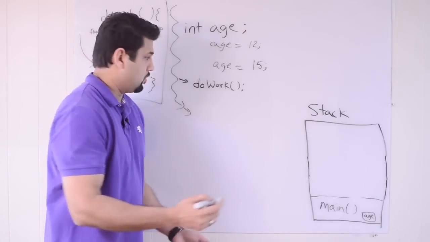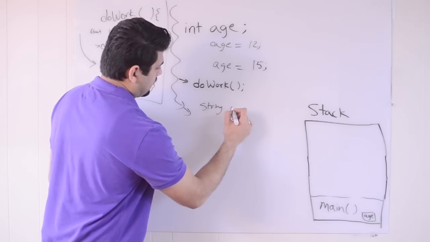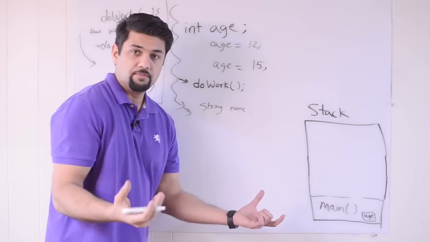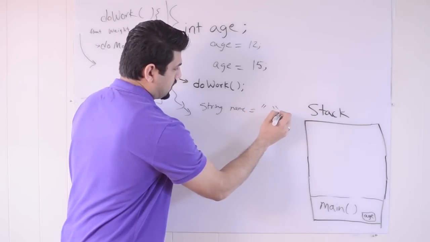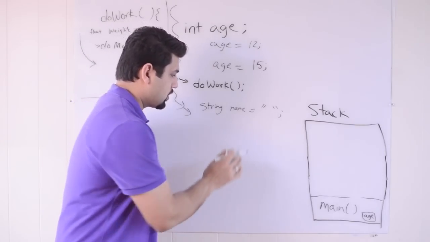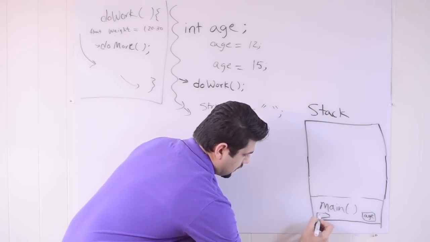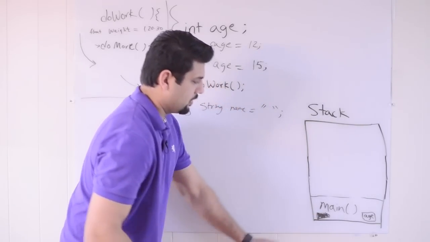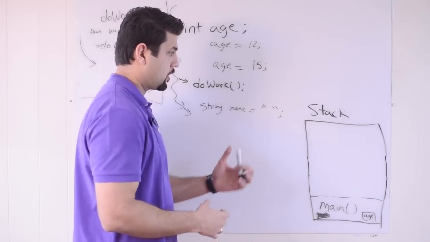I can define a variable here called name, of type string, and there's going to be a special area in here. Let's just say it's an empty string, name. There's going to be a special area for this particular variable name. I'm just going to draw it. I'm just going to put some scribble there. Just consider that as the name variable, all right? So this is the purpose of the stack.